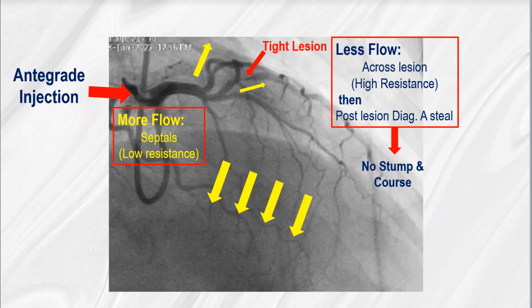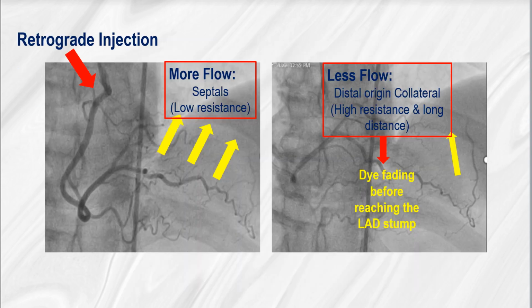Explanation. With antegrade injection, there is more flow in the early diagonal artery and septals, low resistance, followed by less flow across the lesion, high resistance, then post-lesion diagonal artery steal, followed by absent stump and course of LED. While with retrograde injection, there is more flow across the septals, low resistance, followed by less flow across the distal origin collaterals, high resistance and long distance. There was dye fading before reaching the LED stump.